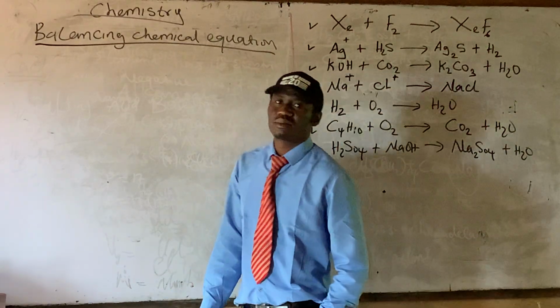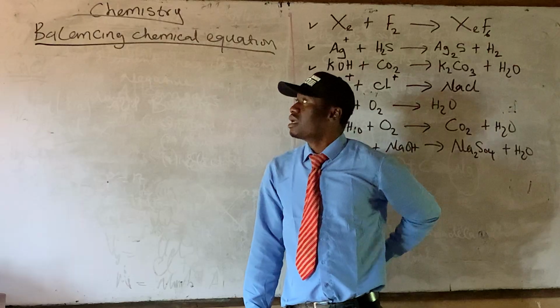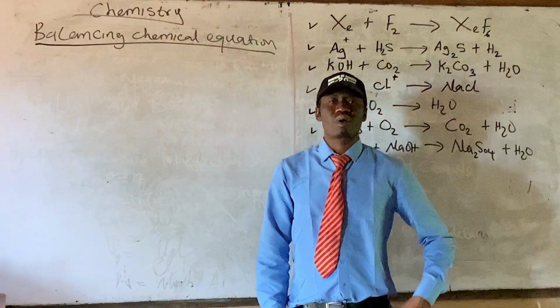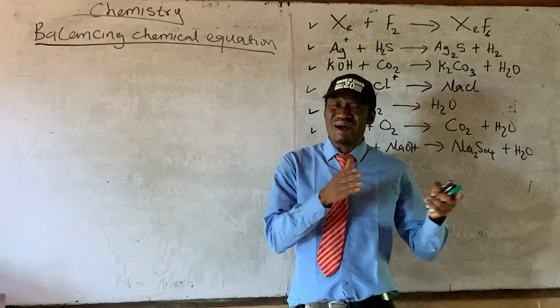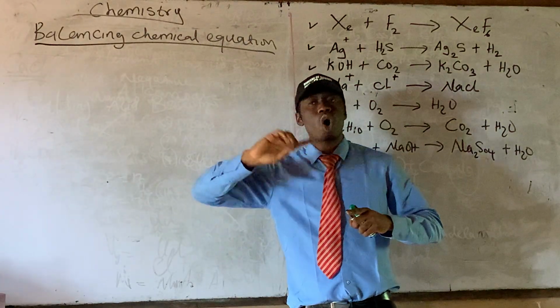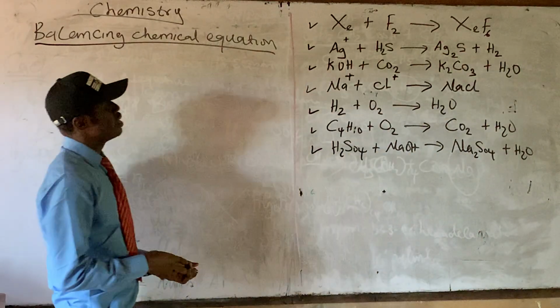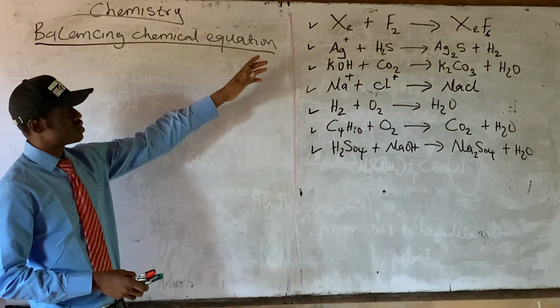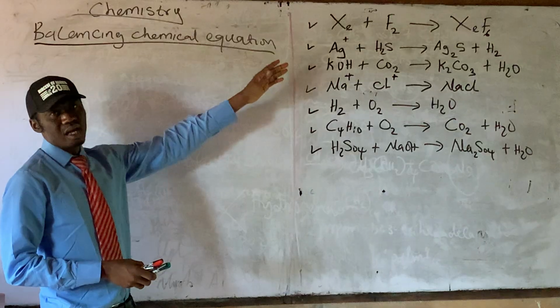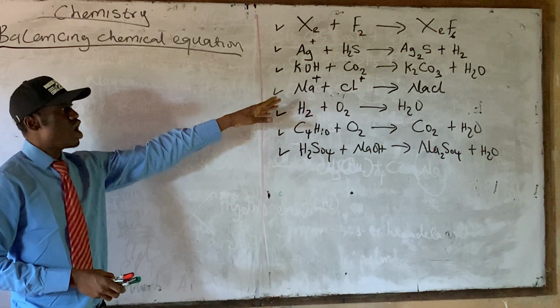Looking at balancing of chemical equations. Balancing a chemical equation requires a step-by-step process so that you can balance the number of atoms of each element on the product side and the reactant side. These are the questions that we'll be looking at. As we look at these questions, we want to see how to balance the equations that are unbalanced.